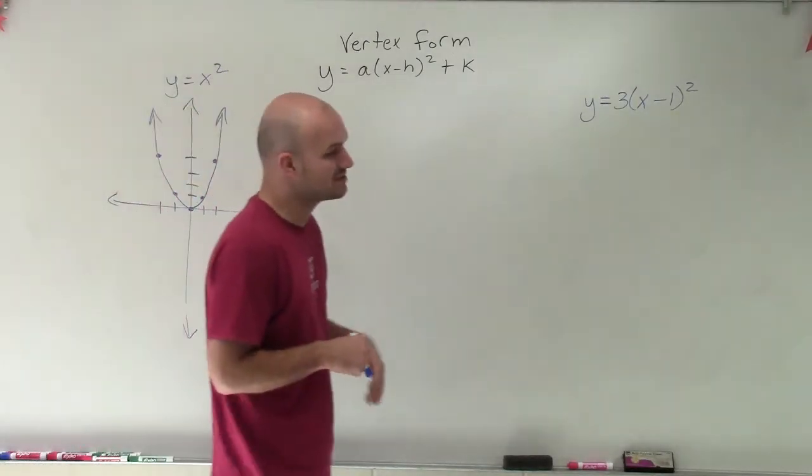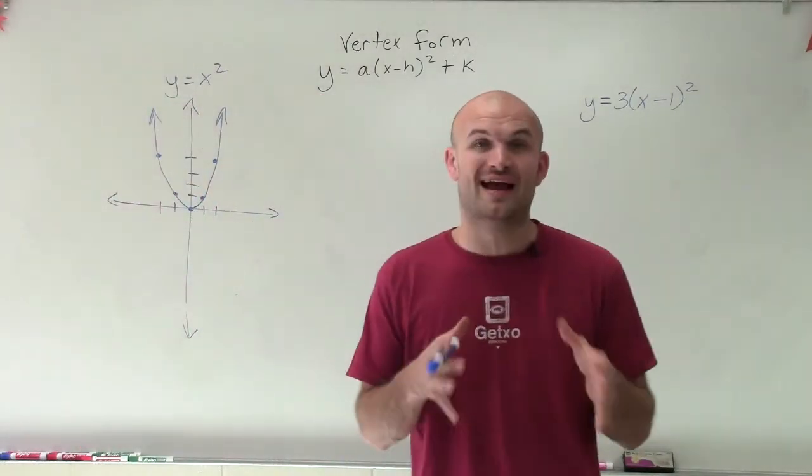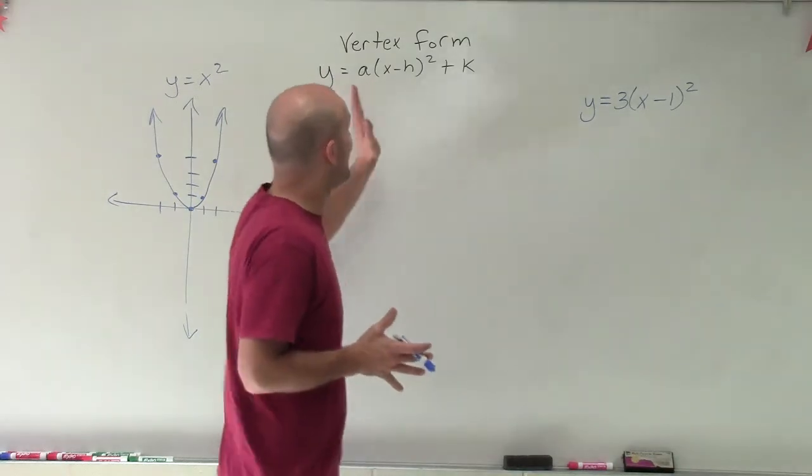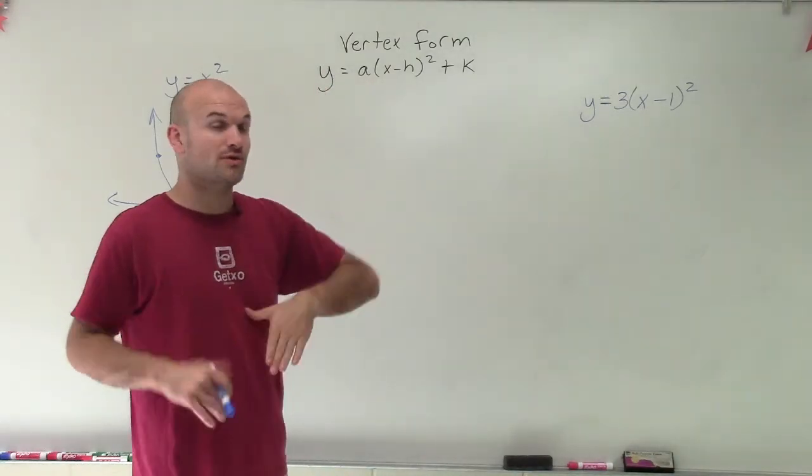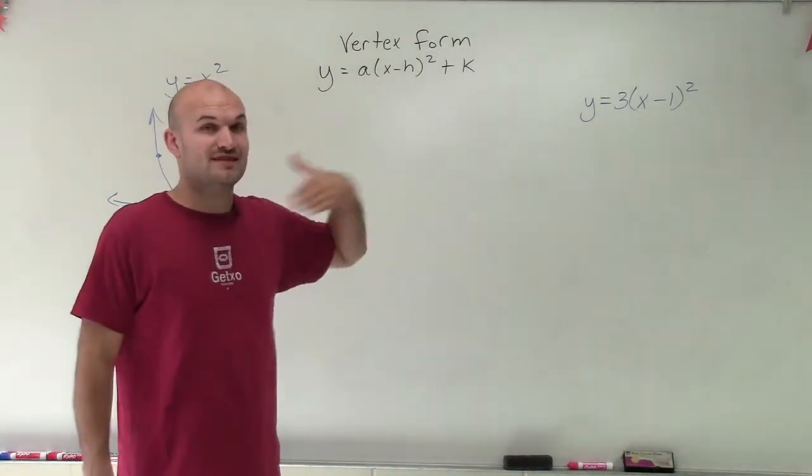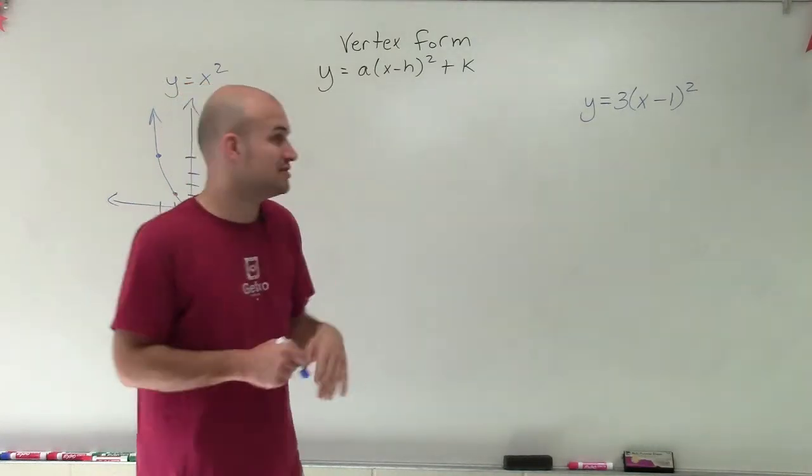So a lot of times when we're using vertex form, we want to be able to understand what our a, h, and k are, because we know that a is going to tell us our dilation and also our reflection. H is going to tell us shifting left or right. And k is going to tell us if we're going to be shifting up or down.